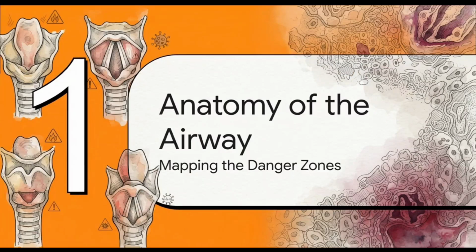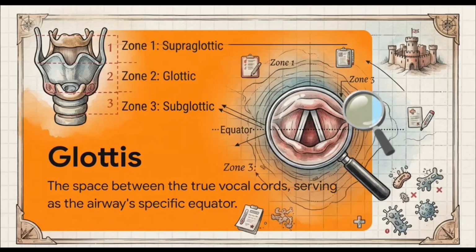Section 1. Anatomy of the airway. Mapping the danger zones. Okay, let's dive into this. So before we can really understand the infections themselves, we have to map out the anatomical battlefield we're dealing with. The larynx isn't just one simple hollow tube. It's this complex structure made of cartilage, muscle, and mucosa. To decode the threats, medical professionals divide this area into 3 distinct zones. And our primary geographical anchor for this map?